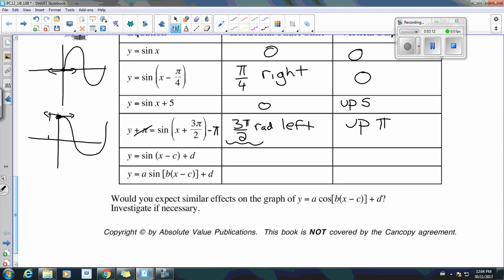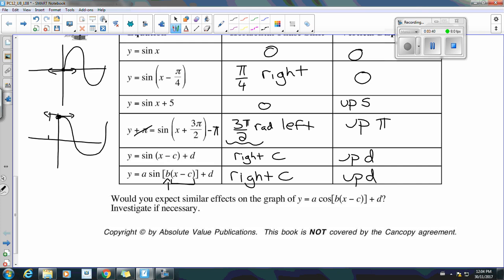Y equals the sine of x minus c plus d. What does this tell us? We've gone right c and up d. And what about if we incorporate stretch as well? As long as this b is factored out, we can say the same thing. Right c and up d. So don't forget what we learned in Unit 1. You always need to factor out that stretch.